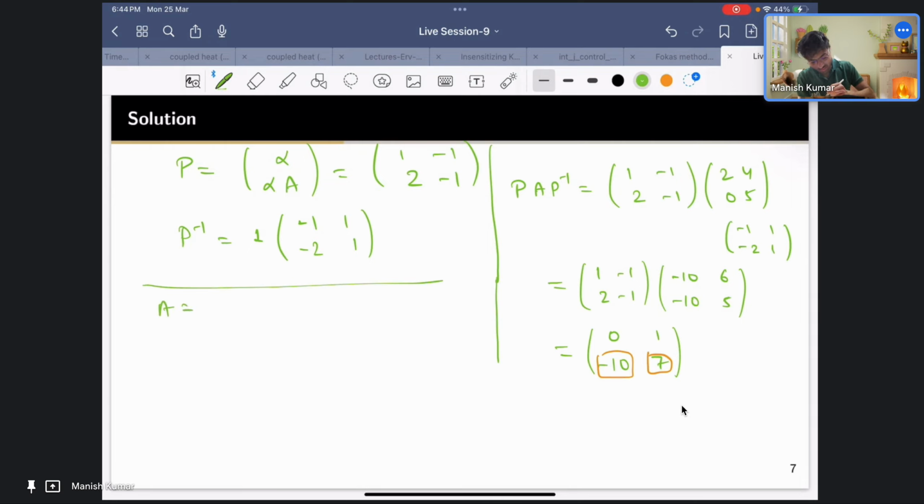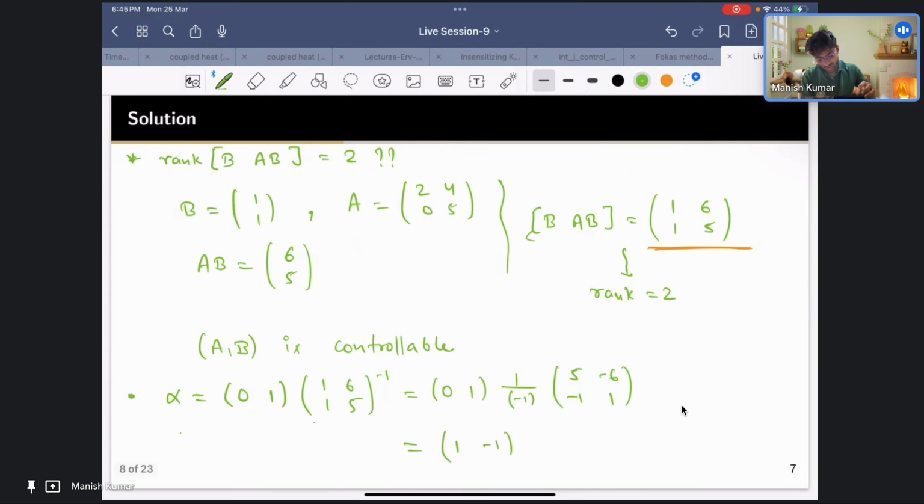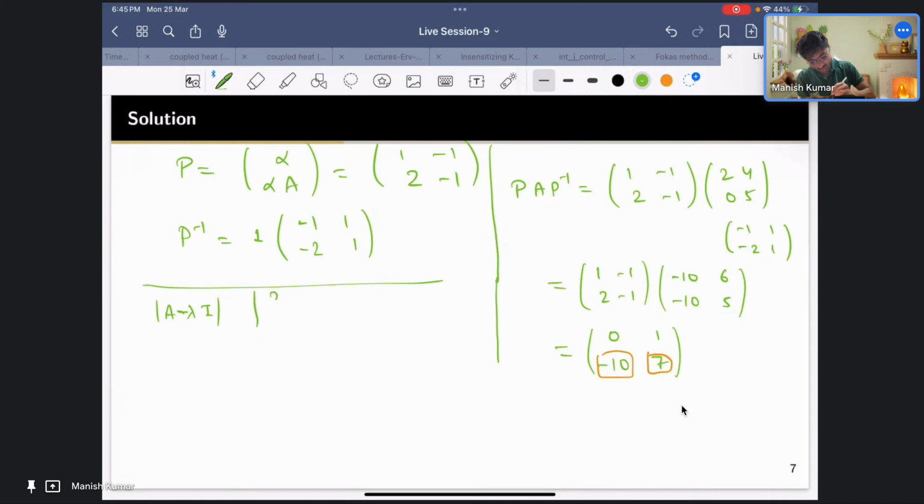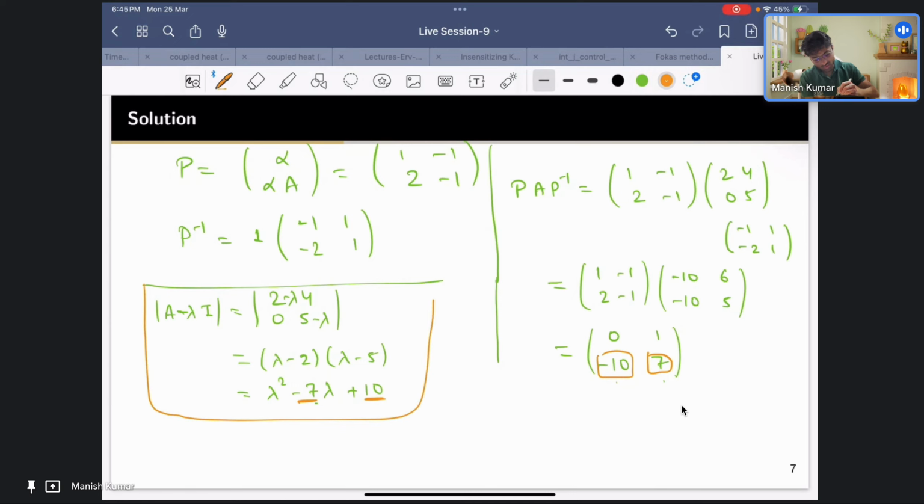So your A was this. So let us do a bit quick computation. So A minus lambda I, if I do, so what I am getting is 2 minus lambda, 4, 0, 5 minus lambda. So this is lambda minus 2 and then lambda minus 5, and this is giving me lambda square minus 7 lambda plus 10, right? So this is clearly the negative of these coefficients. And this theorem we have already seen, that for this companion matrix, the last row comes from the coefficients. Okay, so this was just to justify.